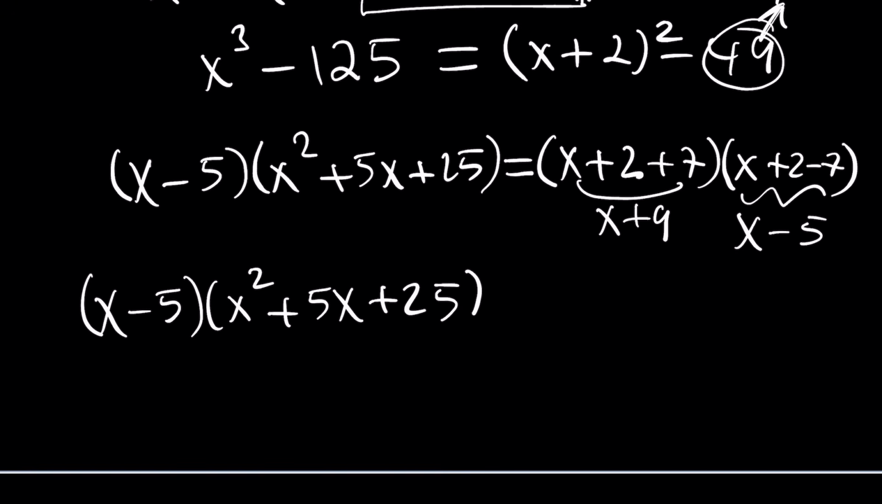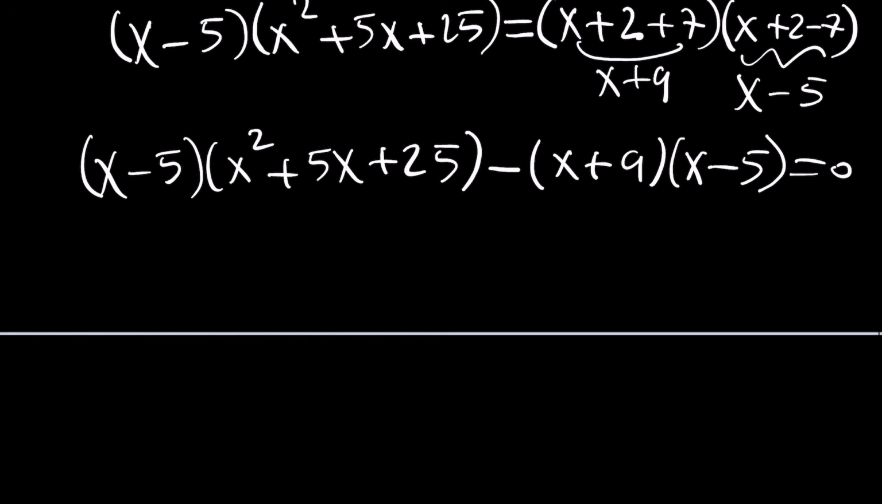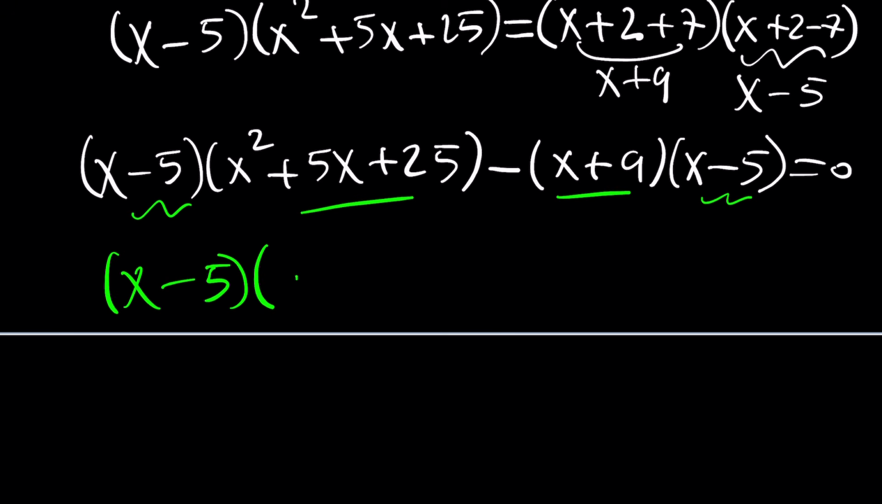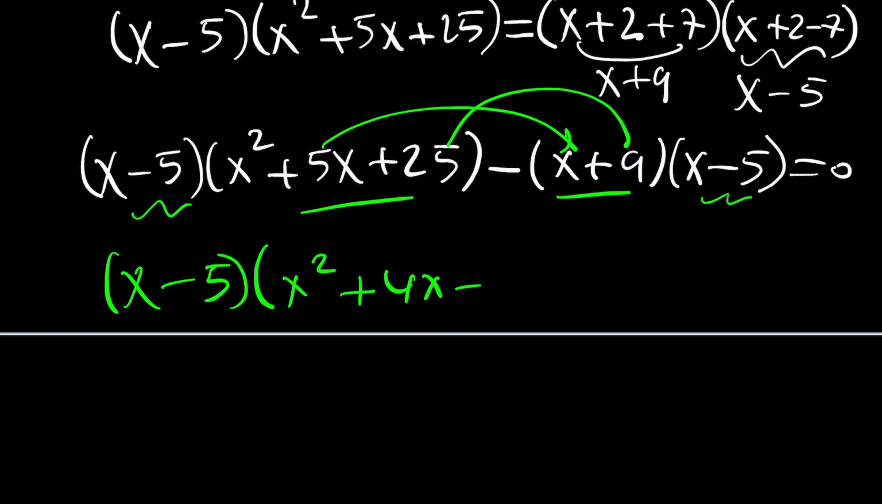Now let's go ahead and put everything on the same side so we can factor by grouping. Let's go ahead and bring this guy over here, x plus 9 and x plus 5, and set the whole thing equal to 0. Awesome. Now we know that x minus 5 is a common factor, so let's go ahead and pull it out. And then the rest comes from here and here, x squared, and just subtract them. Plus 4x, 25 minus 9 is going to be positive 16 equals 0. And guess what? From here, you get x equals 5 as the only real solution.